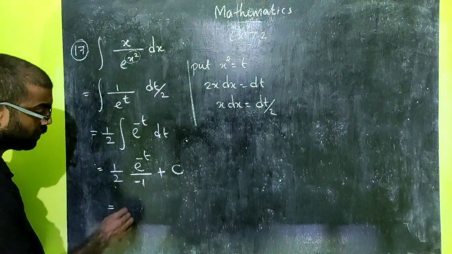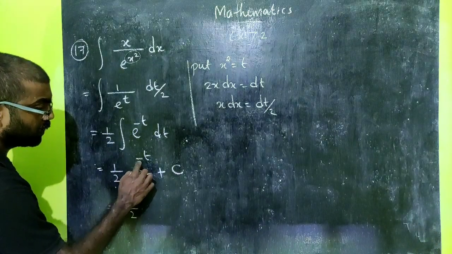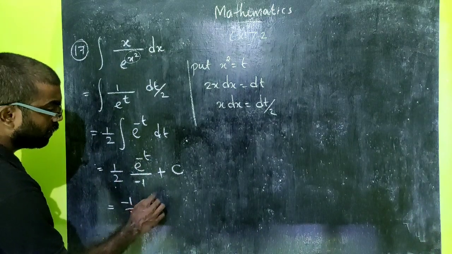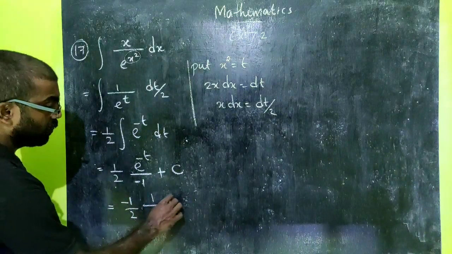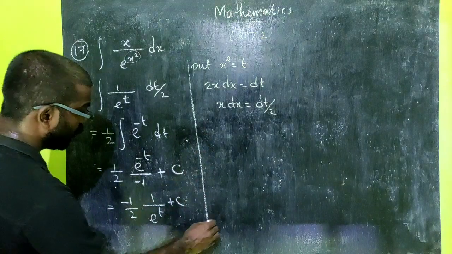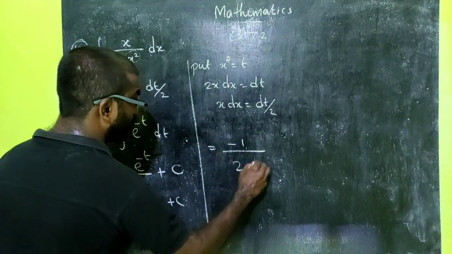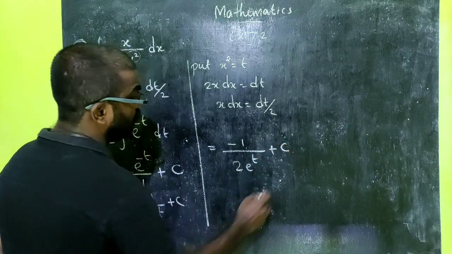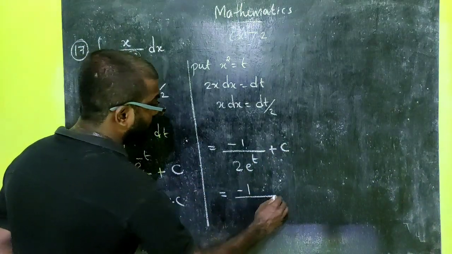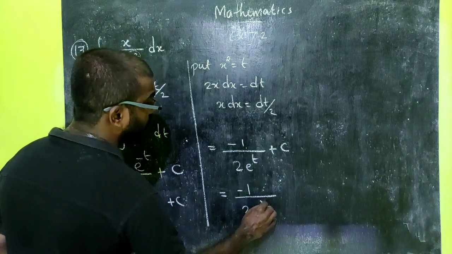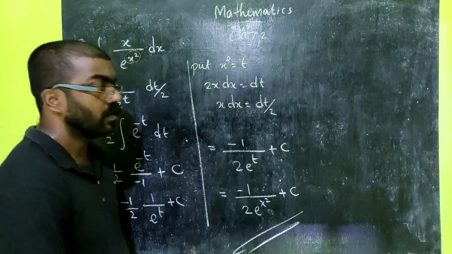So here we can write minus 1 by 2. Then e raised to minus t can be written as 1 by e raised to t. Okay. Then plus c. Or we can write minus 1 by 2 e raised to t plus c. Now we can replace the value of t. Minus 1 by 2 e raised to x square plus c. Clear?